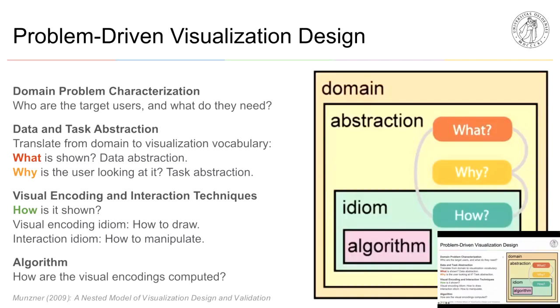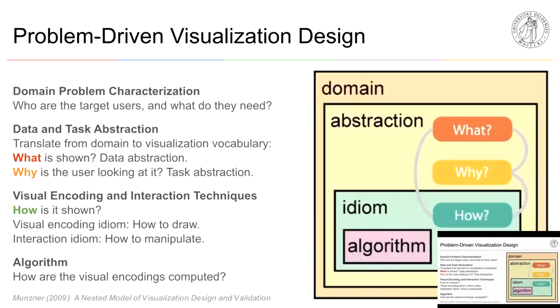In this nested model, on the top, we have this domain problem characterization. So when you want to design your visualization, you start with the domain problem characterization. So you want to define who are the target users and what do they need. So you have to figure out who the target users of your visualization are.